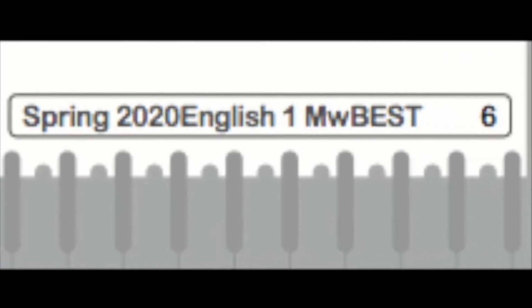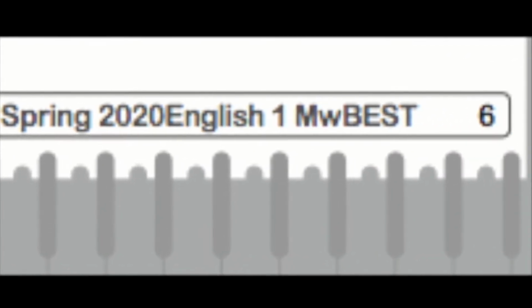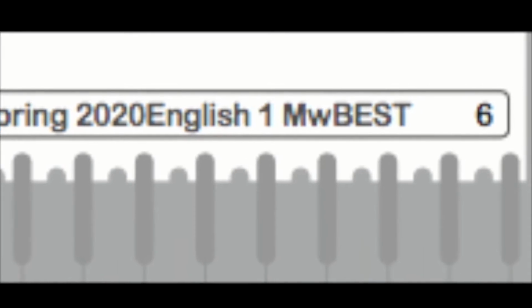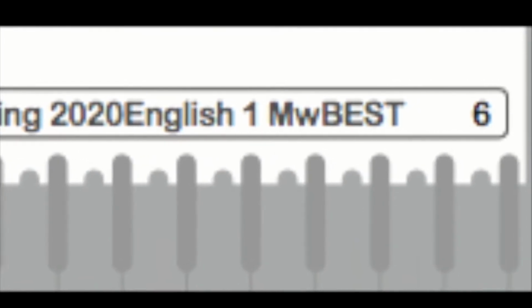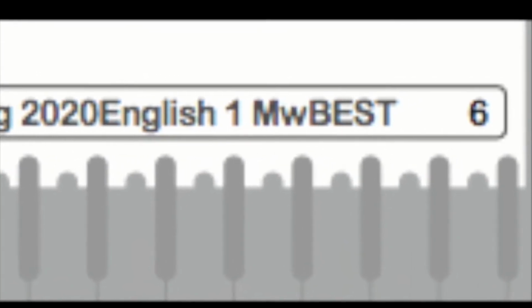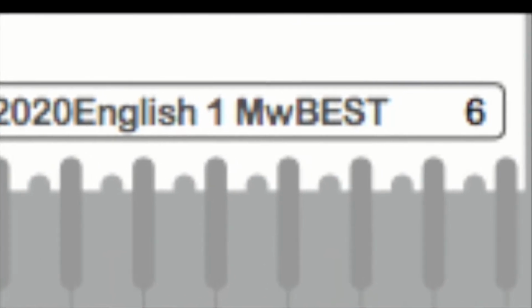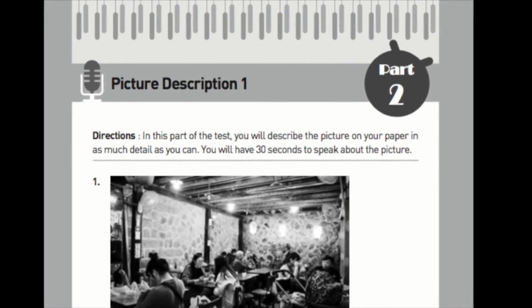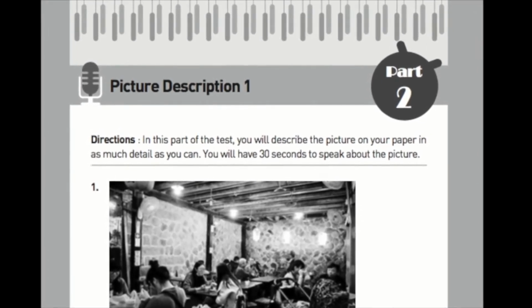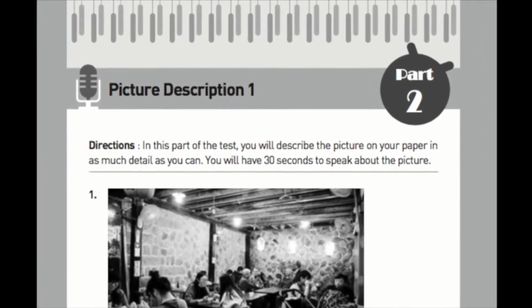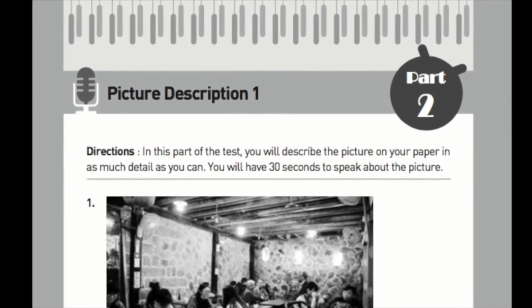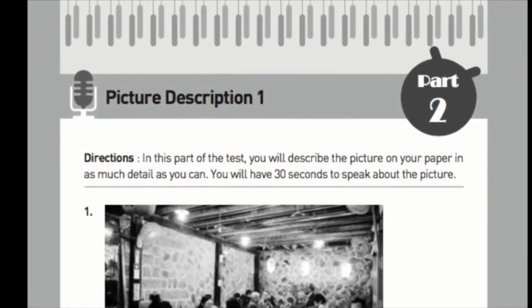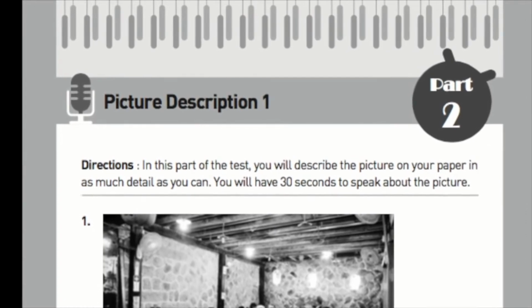Now let's turn our books to page 6. That's where we can find picture description 1 for the speaking test. If you're looking at this page, you're in the correct place for picture description 1. Now, let's look at the directions.